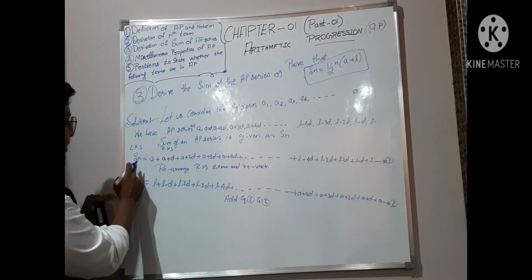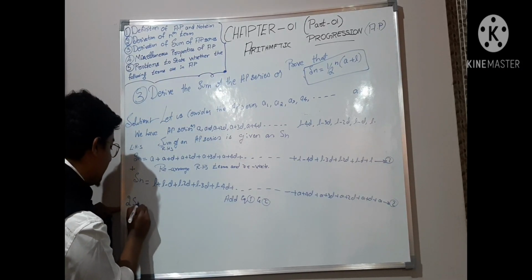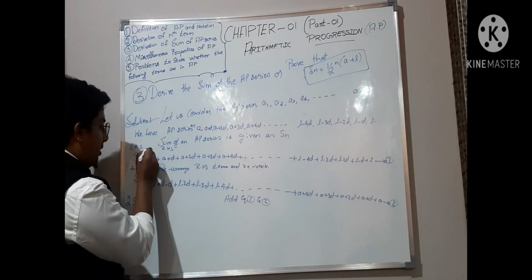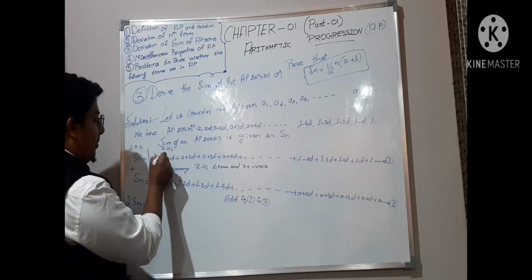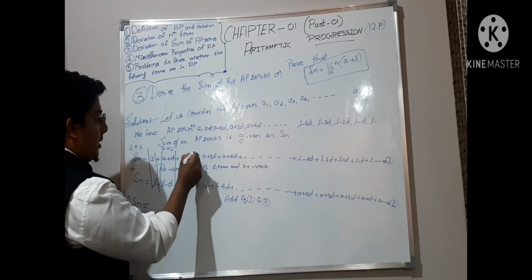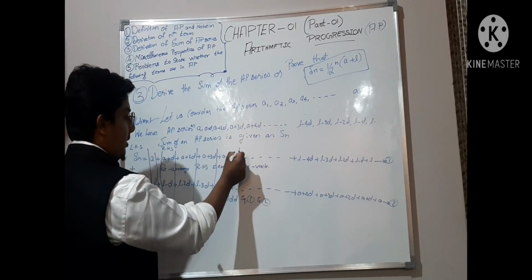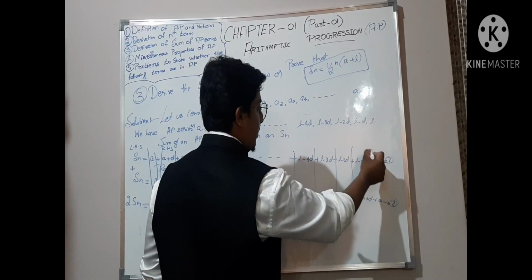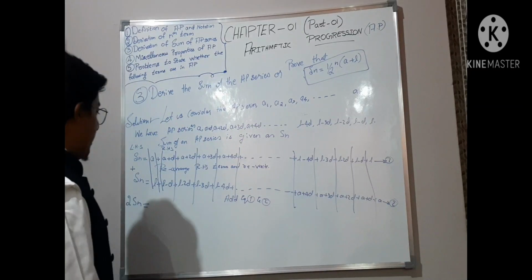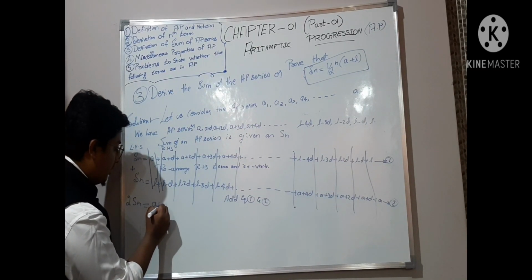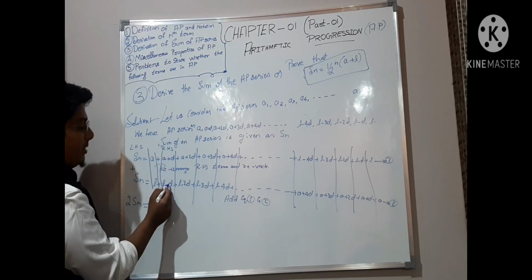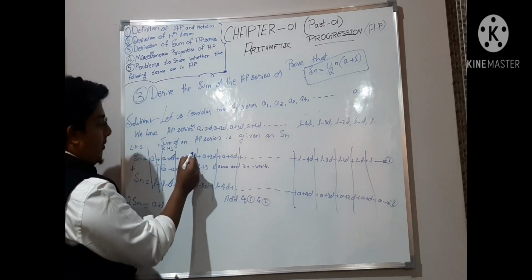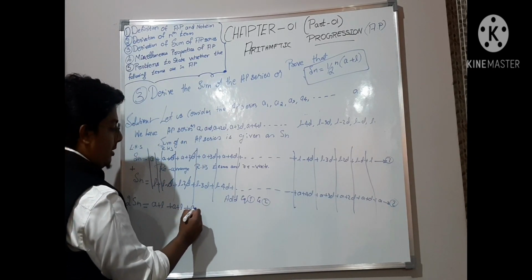For the left hand side we have Sn plus Sn, 2 times of Sn. Now we are going to add the right hand side. Consider the terms A and L. Then A plus D and L minus D. Consider these two terms. Here we have A plus L. In A plus D and L minus D, plus D and minus D get cancelled. We have A plus L. Here 2D minus 2D get cancelled. We have A plus L.